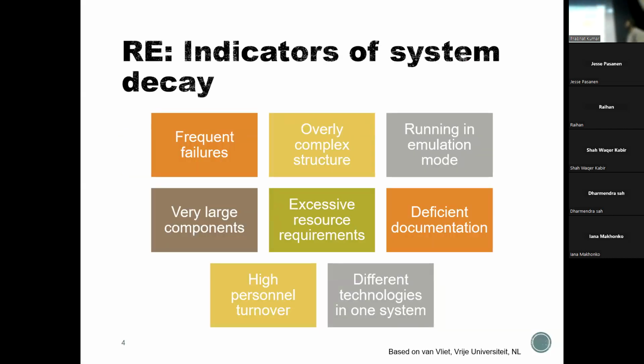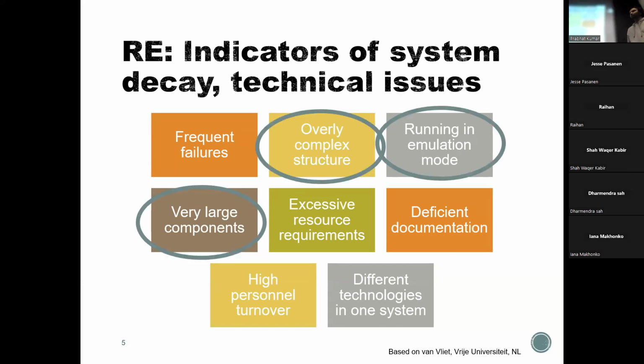In my last class, if you remember, I talked about indicators of system decay. I talked about how a system gets degraded over time, right? When you use a particular software or system over time, gradually its quality degrades. Right now we don't know actually what quality is, but we are going to see what quality is in these 8 factors. In this slide, the rounded circles indicate technical issues.